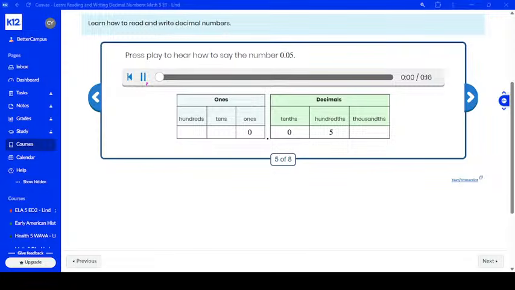Five hundredths. When there is no whole number, you do not say the word zero or the word and. But it's important to write the zero before the decimal point. Listen to the number again. 5 hundredths.